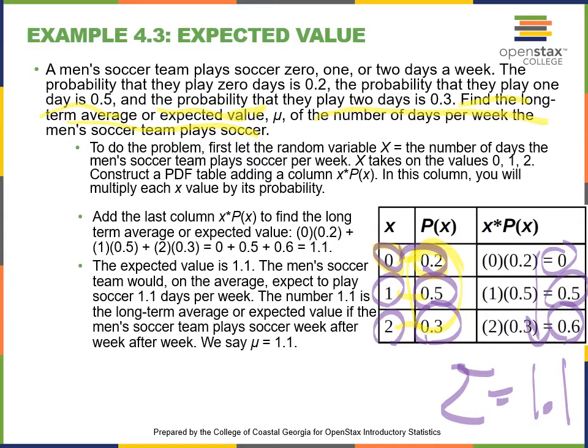So that would mean that on average, if you were to look at this over the course of years and years and years, the average number of days that this soccer team would most likely play per week would be 1.1 days. And the nice thing about this is I don't have to look at 10 years worth of data to find what this expected mean or this expected value would be. And we're using probabilities to predict that.